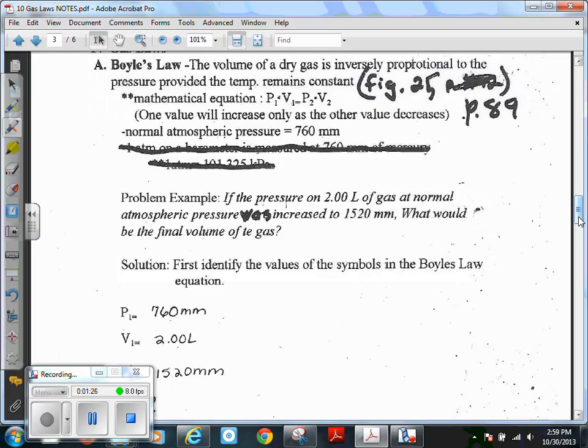So here's the question. Problem example. If the pressure on 2 liters of a gas at normal atmospheric pressure, which we can say normal atmospheric pressure is 760 millimeters of mercury, was increased to 520 millimeters of mercury, and that's because we measured this with a column of mercury, what would the final volume of the gas be? Okay, so this is the equation.